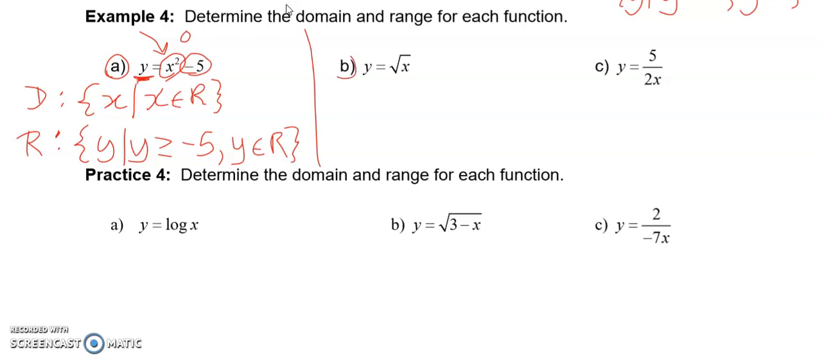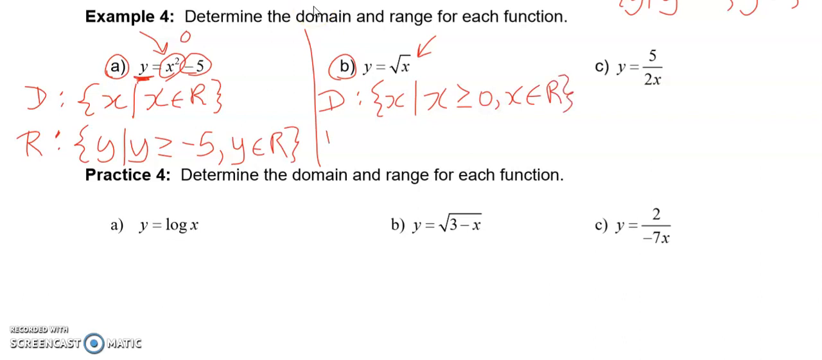Let's look at B. We have y is equal to the square root of x. Well, remember now, we just said a moment ago that we're not going to be considering imaginary numbers in this chapter, which means that your domain, what numbers are you allowed to put in there for x? Well, you can put in any positive number you like, and yes, you can put in 0, because the square root of 0 is 0. There's nothing wrong with that, but you can't put in anything less than 0. So the restriction would be x such that x is greater than or equal to 0, x belongs to the real numbers.